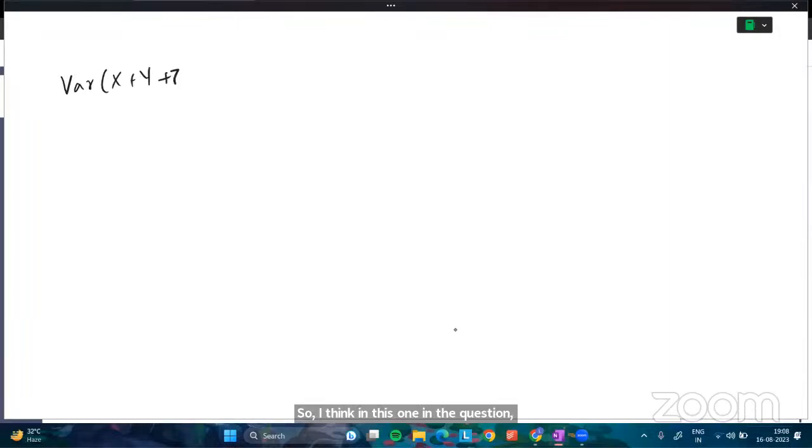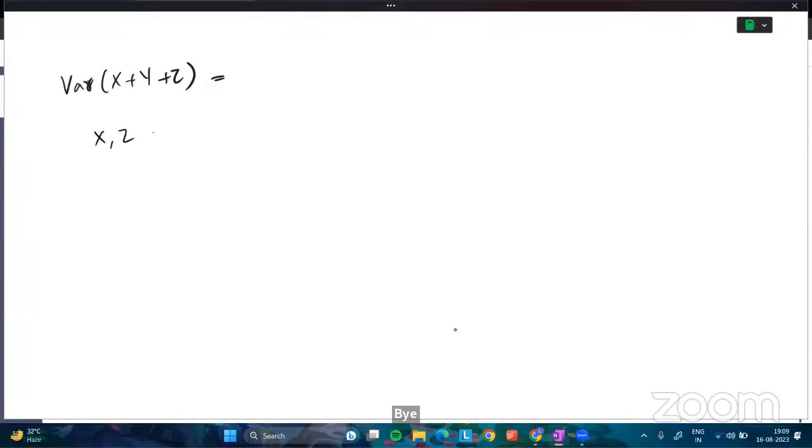So I think in this one, in the question, what is the formula for variance of x plus y plus z? If they are independent, we can add them individually. But in this case, are the three independent? I guess y equal to x, something like that is given. You can check the question.